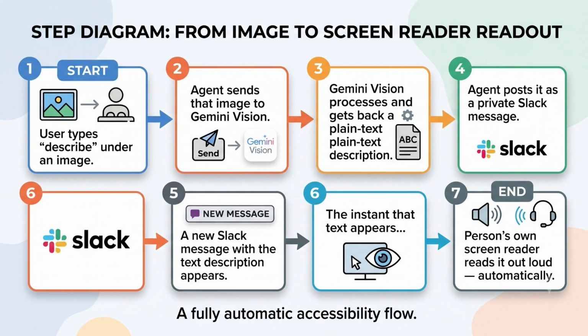Here's exactly what happens. A blind person already runs a screen reader on their computer. Software like JAWS or VoiceOver that reads whatever text is on their screen out loud for everything they do. The problem is, when Slack shows an image, there's no text there. The screen reader just says "image" and stops. Image Describer fixes that one gap.